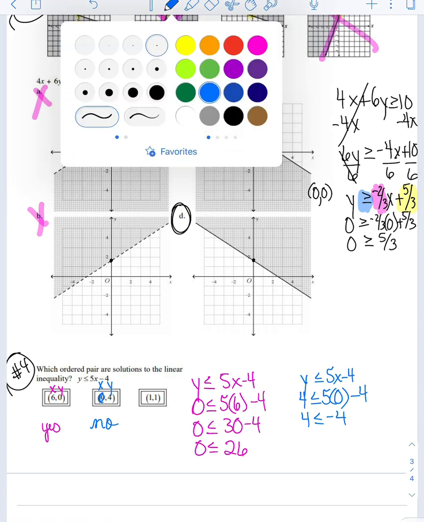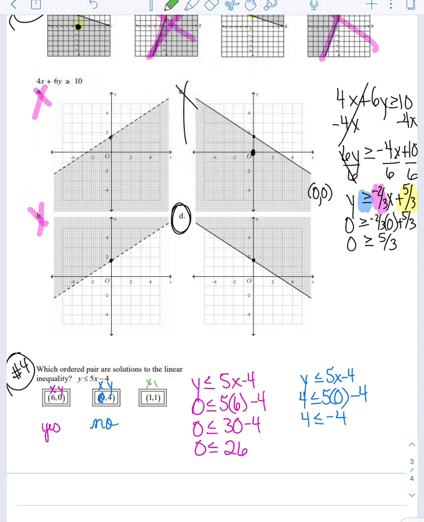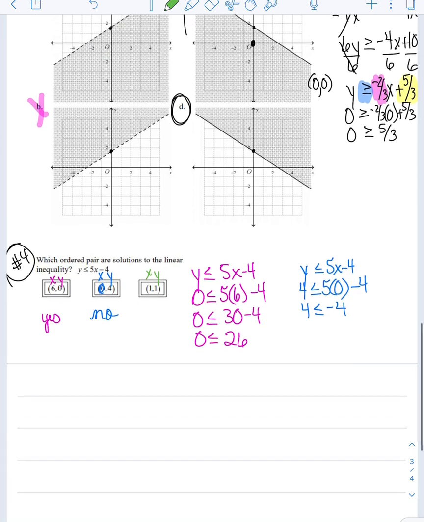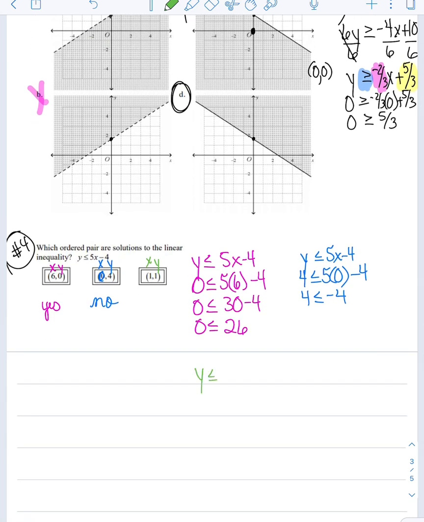And last but not least, let's test the point 1, 1. So x is 1 and y is 1. So let's go back to that inequality. y is less than or equal to 5x minus 4. y is 1, so 1 is less than or equal to 5 times 1 minus 4. 1 is less than or equal to, well, 5 times 1 is 5, and 5 minus 4 is 1. Is 1 less than or equal to 1? Well, it's equal to. So yes, the point 1, 1 is a solution to that linear inequality.